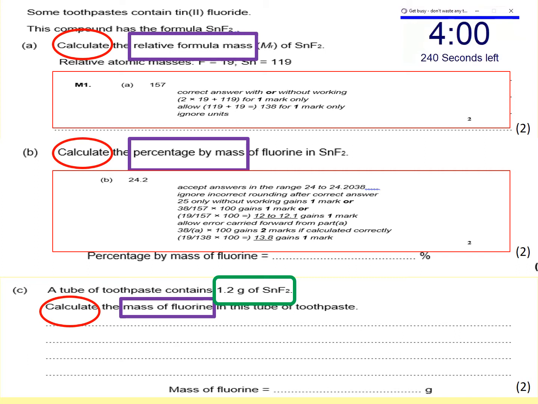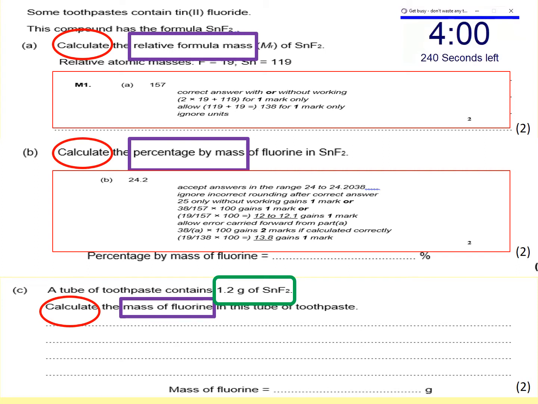Now again, if you had made a mistake in the original one, but then you had clearly used that in the formula, you could still get 2 marks. If you forgot to multiply your fluorine atoms by 2 in this one, then you would have only got 1 mark. Your answer would have come out as 12 or 12.1. So just check that and make any amendments that you need to.